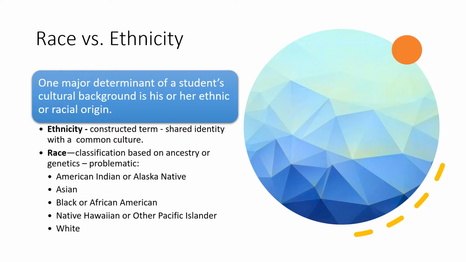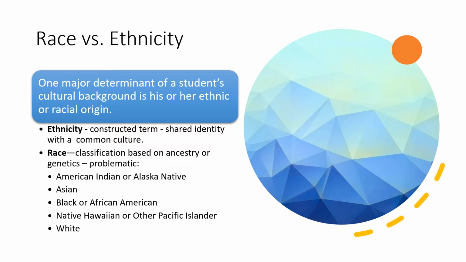We have seen so far in this lecture how low-income students, low SES students, are disadvantaged. Another difference between students is race versus ethnicity. And it's important to distinguish between these two terms. Ethnicity is a constructed term. By that, we mean that the students share an identity with a common culture. Race is a classification based on ancestry or genetics.